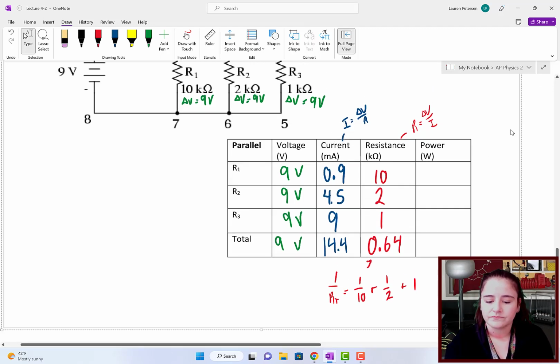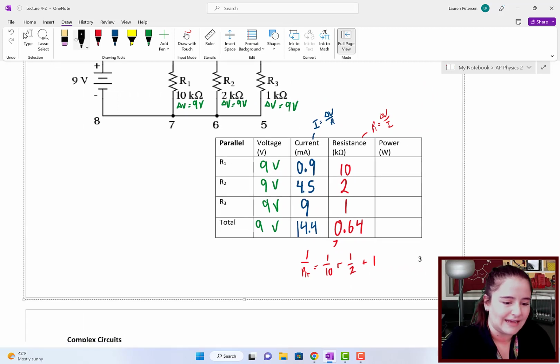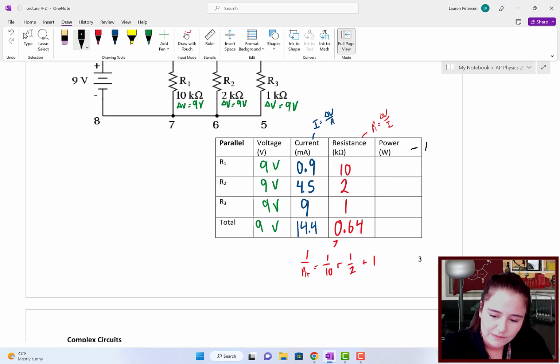So then we can do power as our last step. Power equals voltage times current.